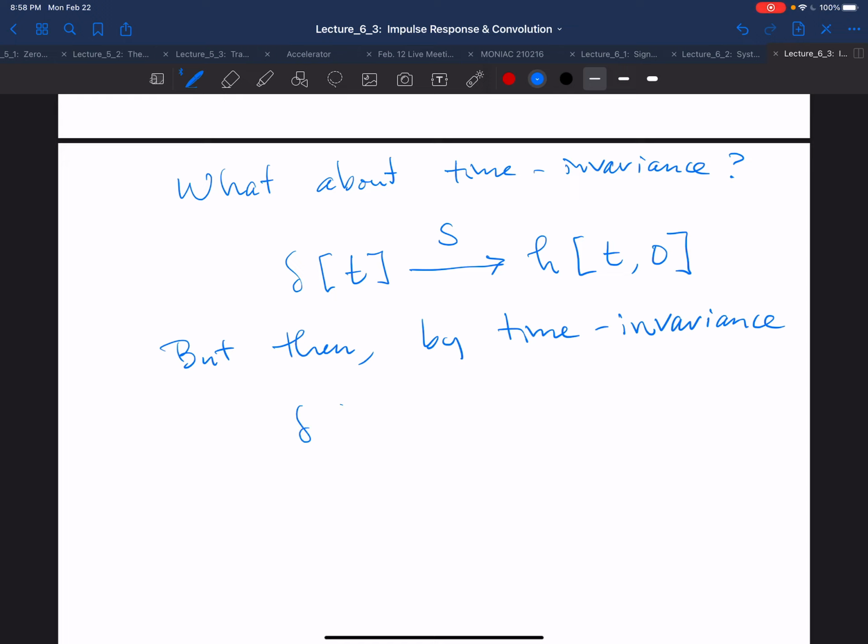But then time invariance tells us that if we shift that impulse, say by an amount tau, we will get the same response, except that it too will be shifted in time. So we'll get h of t minus tau, 0. But by definition, the response of our system to delta of t minus tau is h of t, tau.